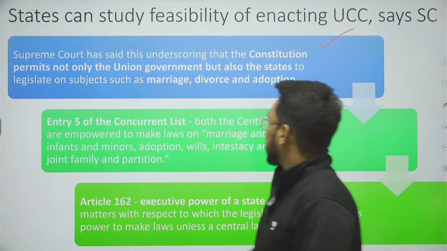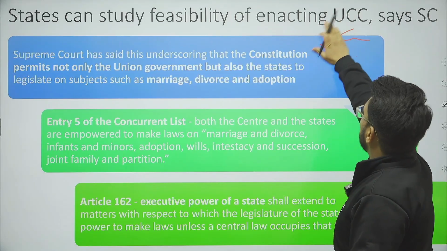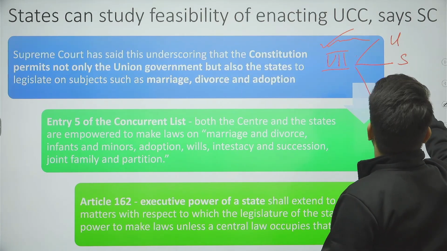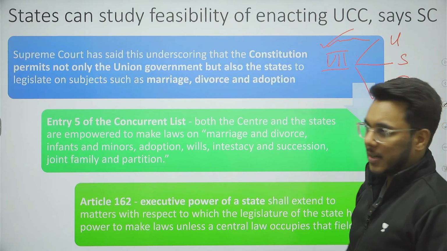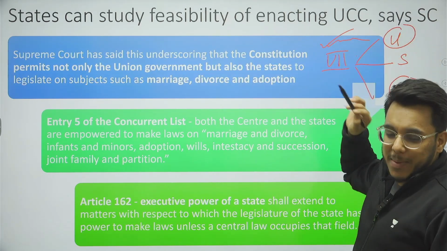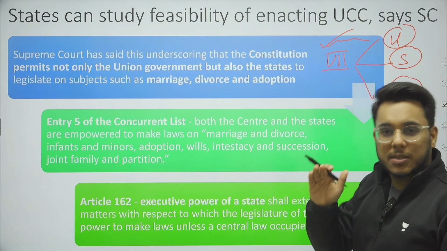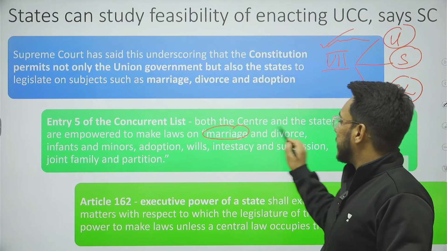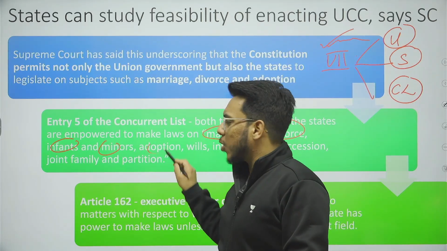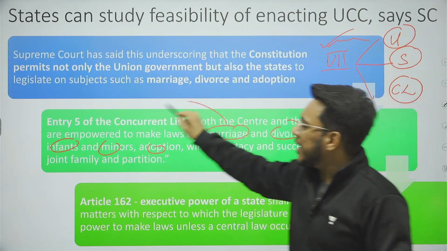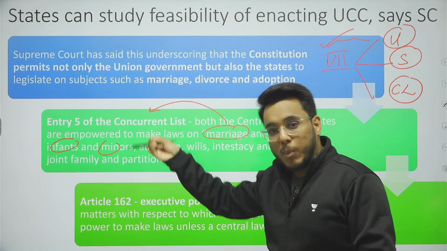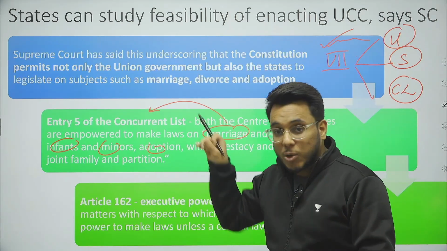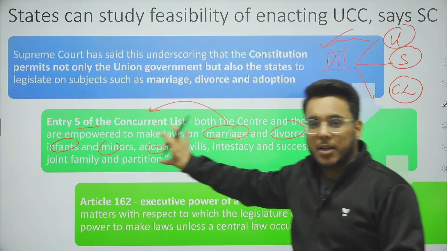The Supreme Court provides that in Schedule 7 we have three lists: the union list, state list and concurrent list. In the union list only the center can make law, in the state list only states can make law, and in the concurrent list both state and union can make law. Matters like marriage, divorce, infants, minors and adoption come in entry 5 of the concurrent list. It means that both state and center can make law on that. So the executive and legislative power of the state also extends to entry 5, which covers matters of civil law.